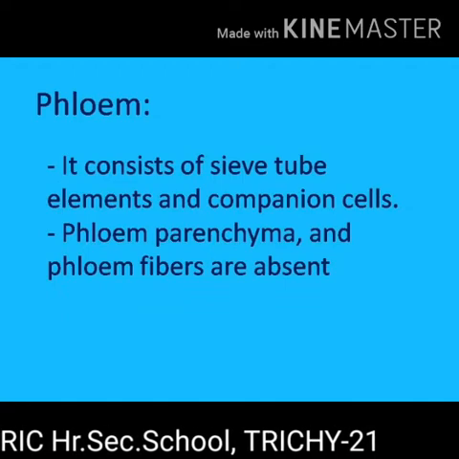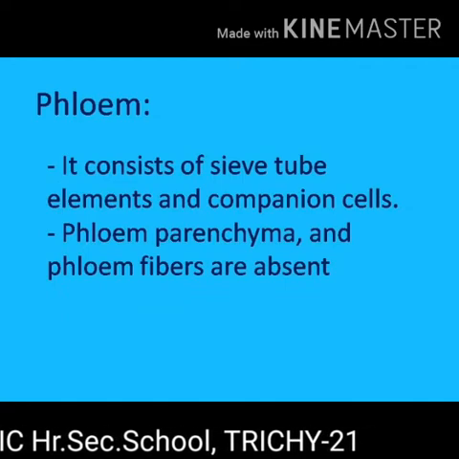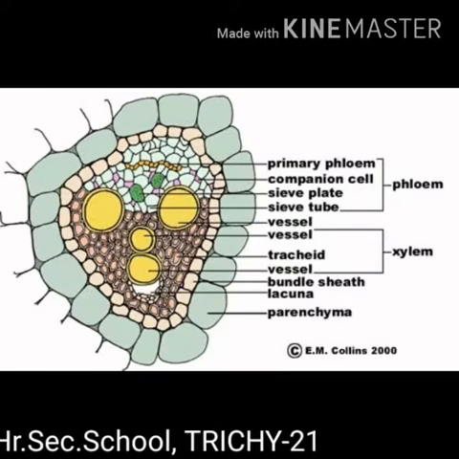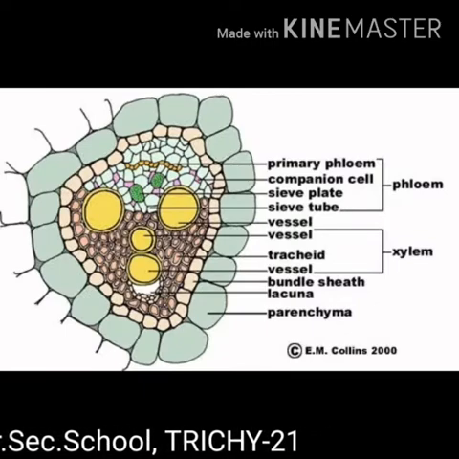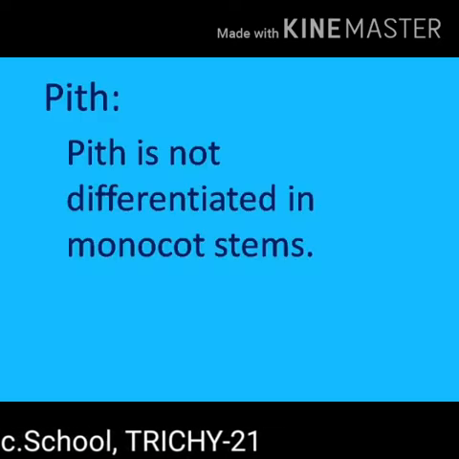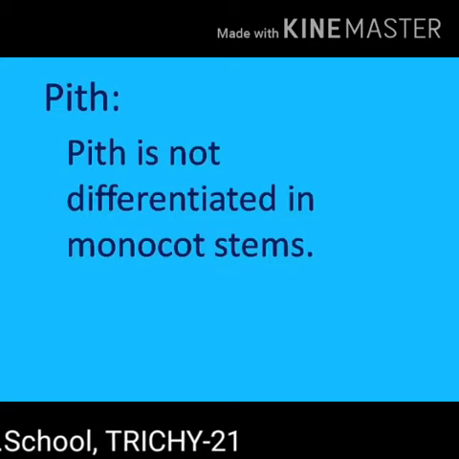Phloem. It consists of sieve tube elements and companion cells. Phloem parenchyma and phloem fibers are absent. Pith. Pith is not differentiated in monocot stem.